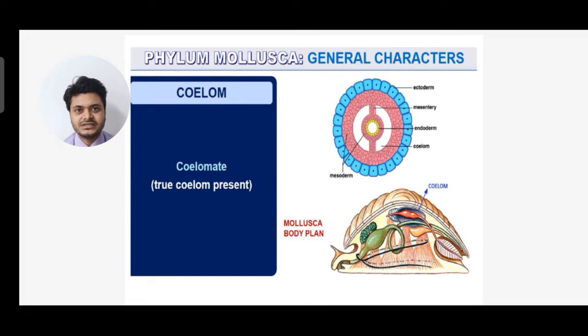Now the next character is coelom. They have a true coelom present. That means they are coelomate organisms. You can see the pictures on the right side; the coelom structures have been given.